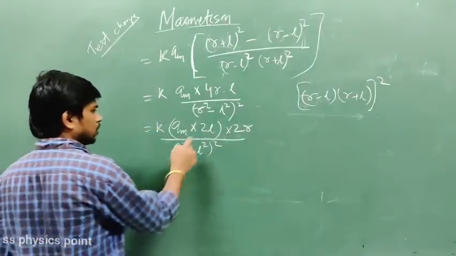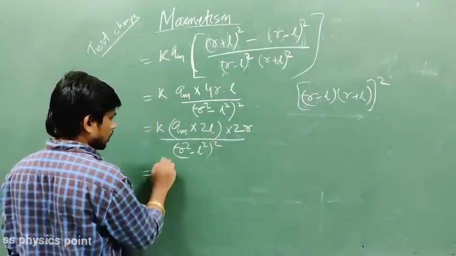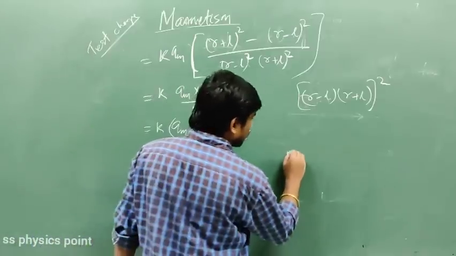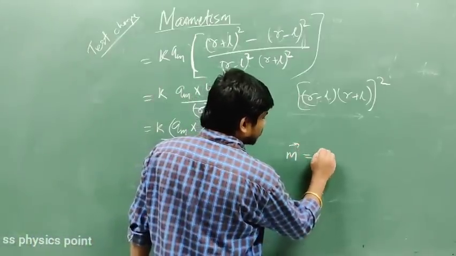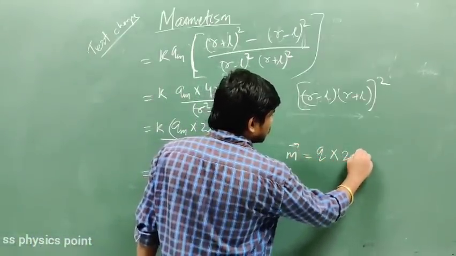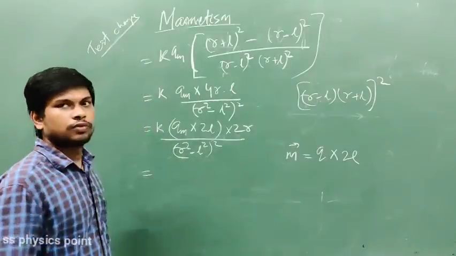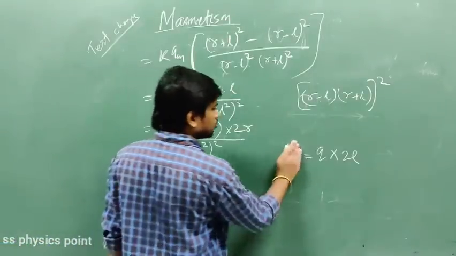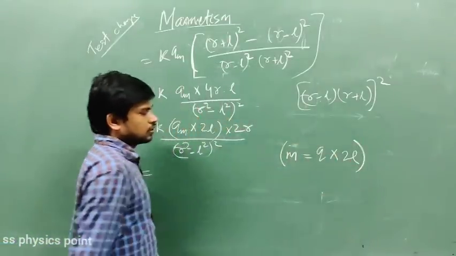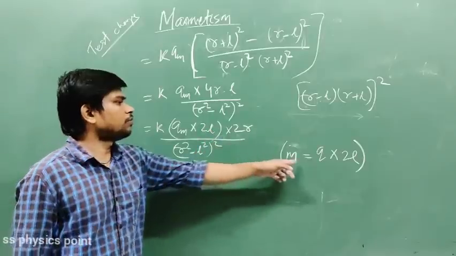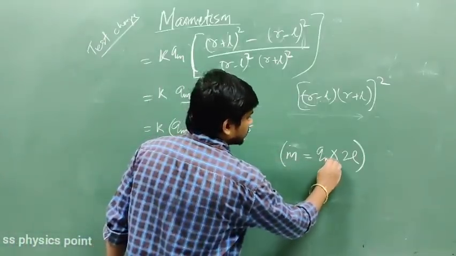So there is no difference in both. I'm just dividing this 4. So this will become q into 2l. You know that magnetic dipole moment equals how much? q into 2l, that everyone knows. So m equals q into 2l. Just replace qm into 2l as m.